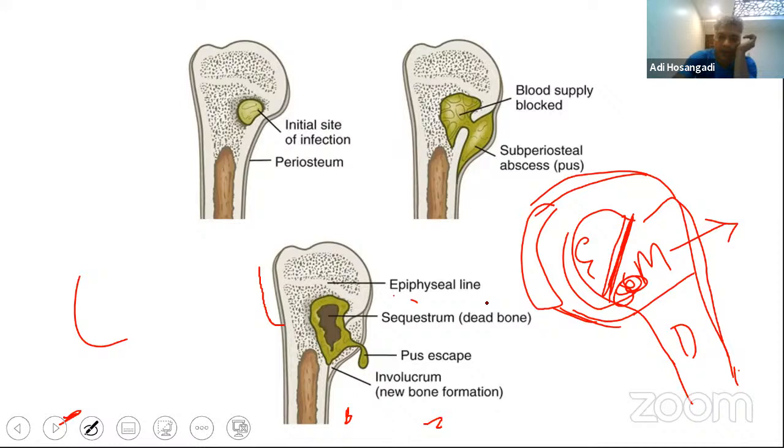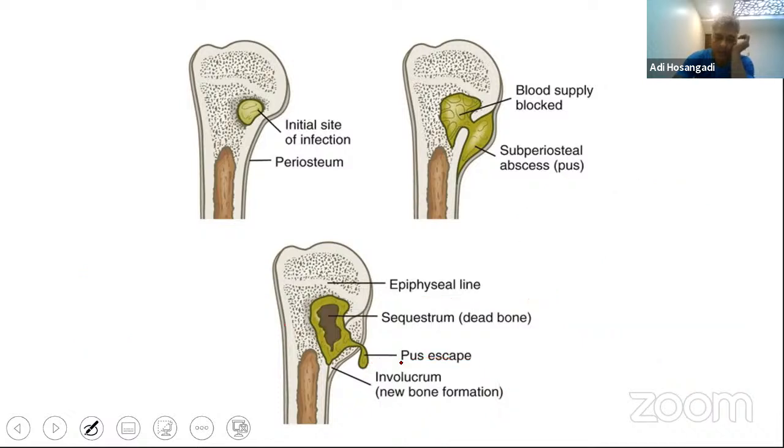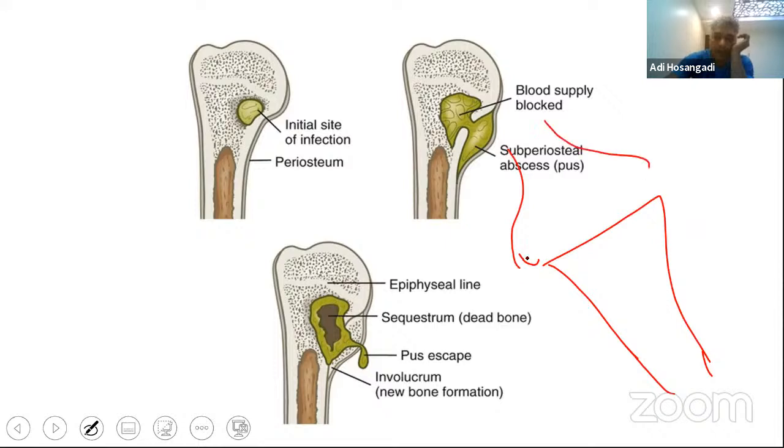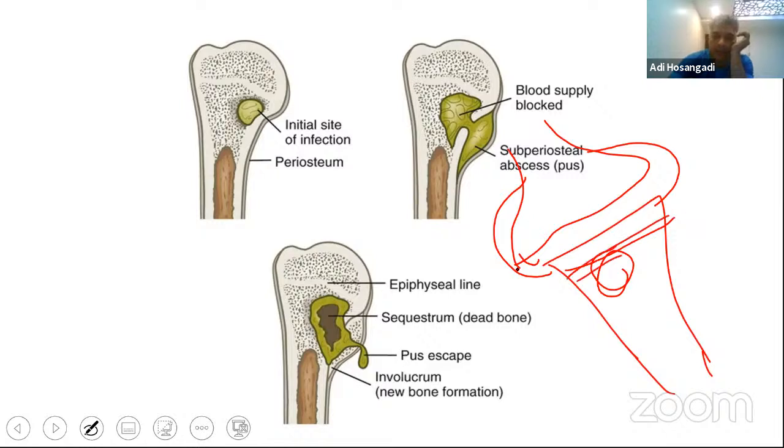Look at this. This is what I was explaining. Right? But in the tibia, where there is a knee joint formed like this, there is a beginning of an abscess here in the metaphyseal region.